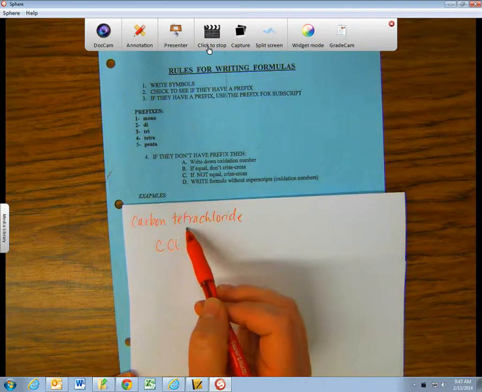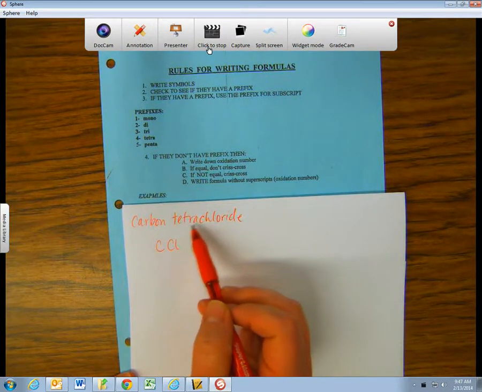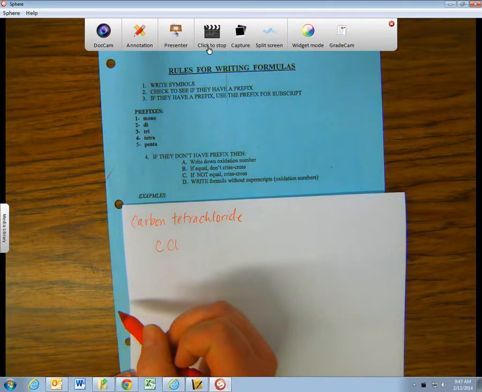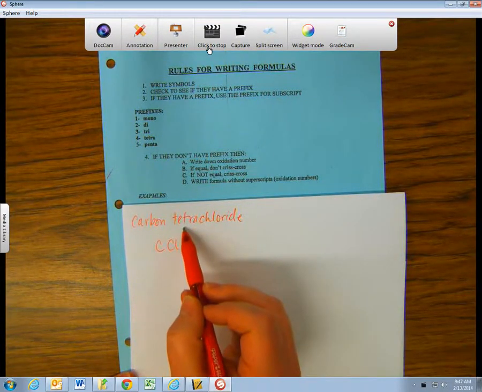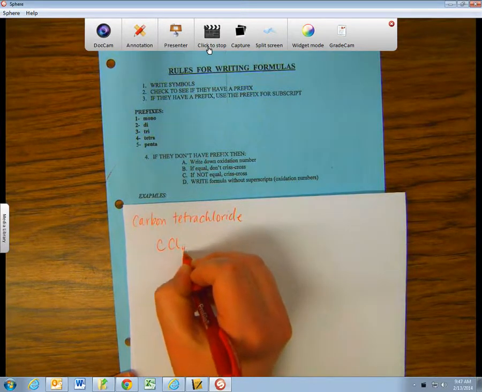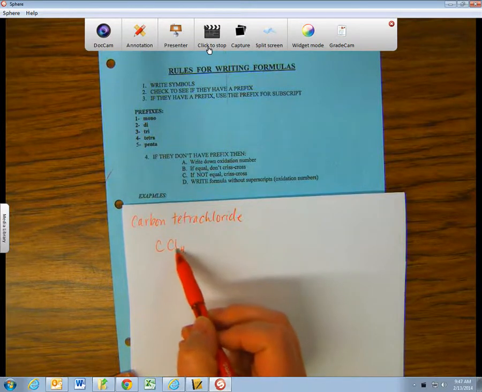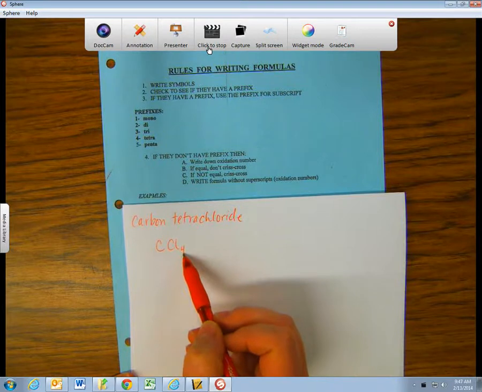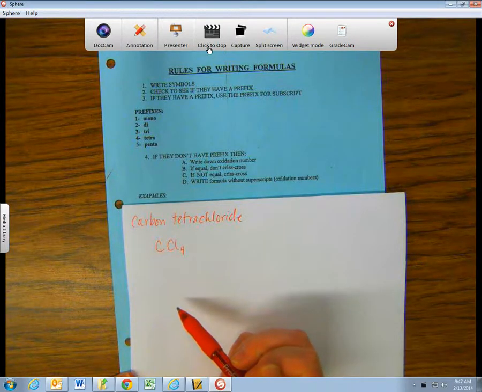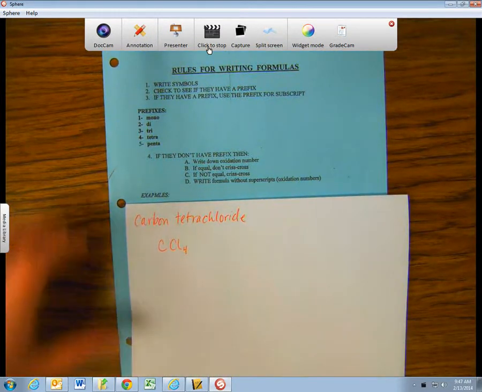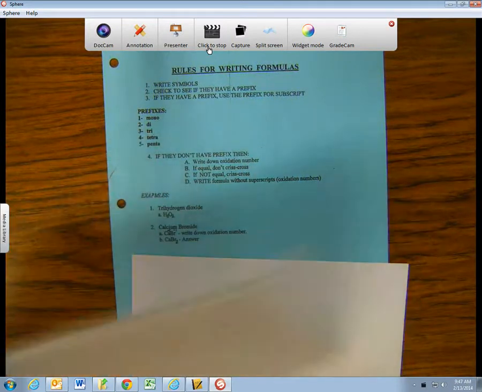So because it has a prefix, then I'm going to use that prefix for the subscript. Tetra corresponds to 4 for the prefix, and it's before the chlorine, so it's referring to the chlorine, so I need to put it to the right of chlorine, so it's CCl4. That's carbon tetrachloride. So as you can see, those are pretty simple. You don't have to consult your periodic table. It's a pretty straightforward kind.